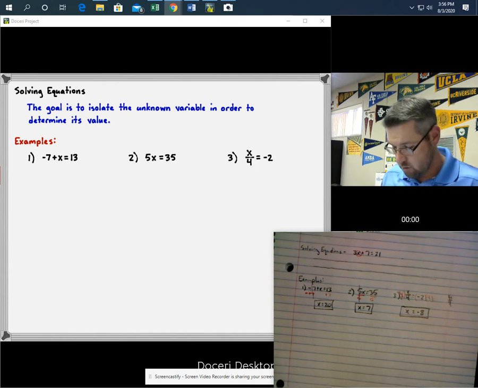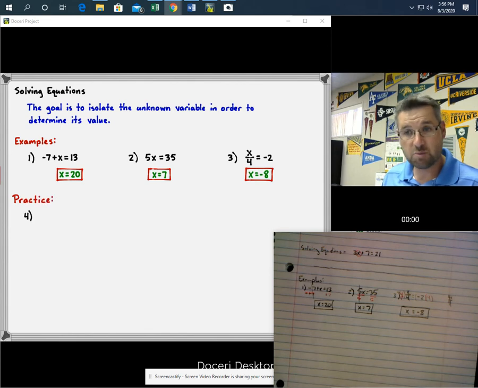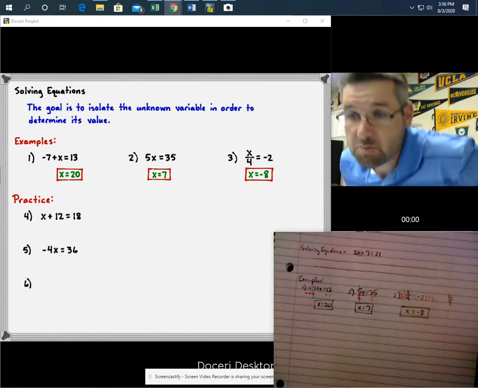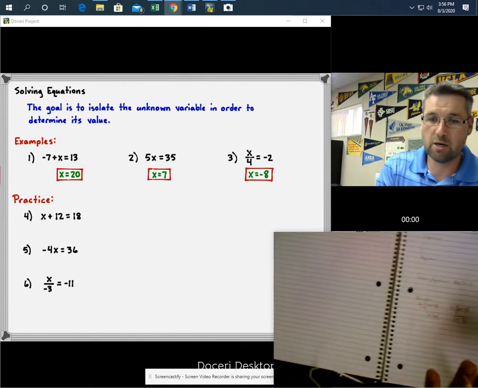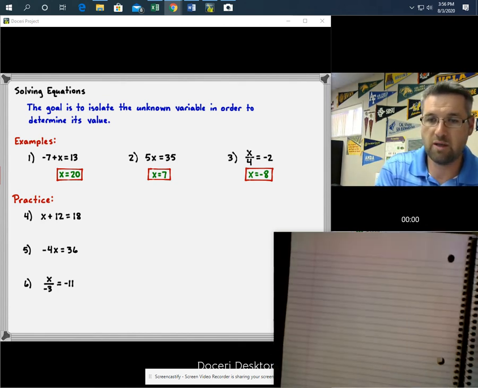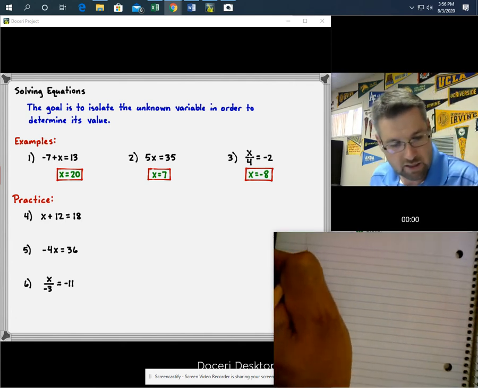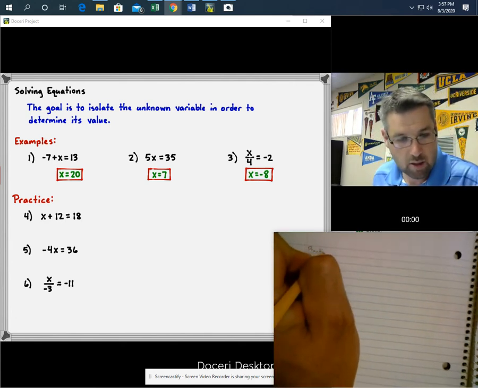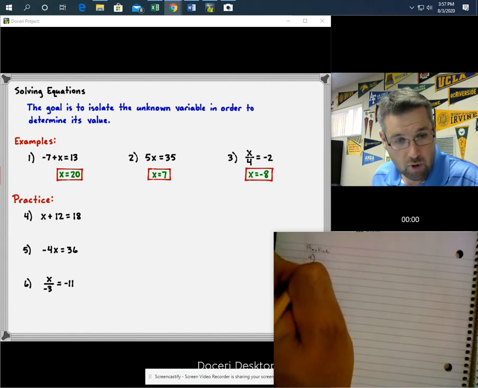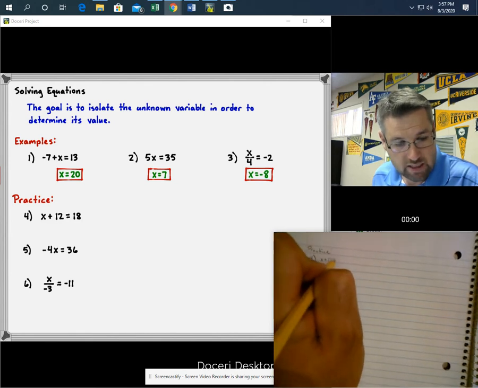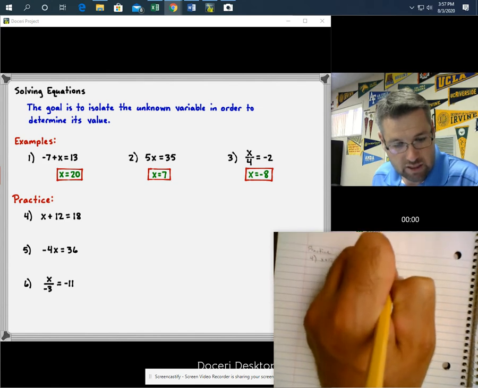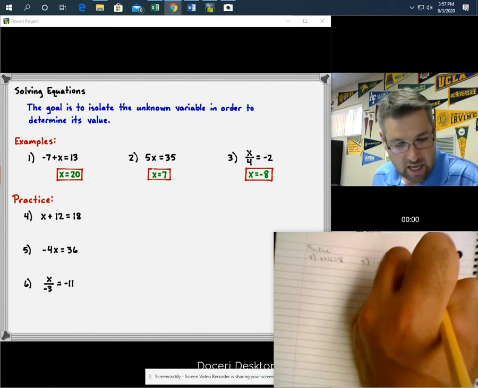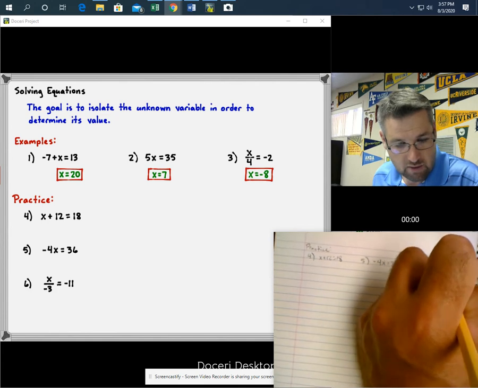I am now going to provide, it looks like I've got the answers here, I'm going to provide practice problems for you. Because these are practice problems, you're going to put them on the left-hand side. So we're going to come over here and we're going to put our work on the left-hand side. And so we're going to say, okay, this is practice. And then number 4 is x plus 12 equals 18. Number 5 is -4x equals 36. And number 6 is x over -3 equals -11.